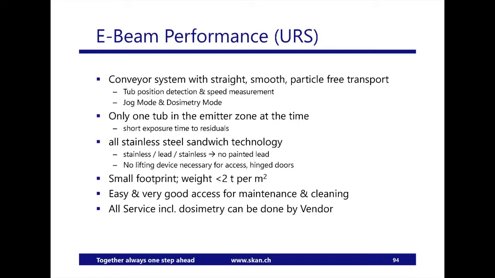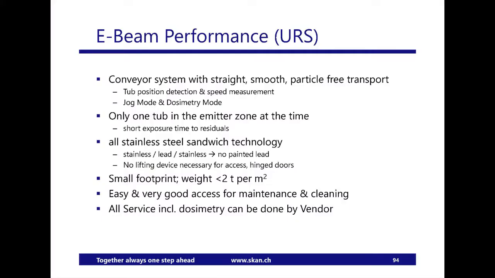Then stainless steel sandwich technology, so you cover all the lead with stainless steel around it, and no lifting devices are necessary to put away the shielding. These doors you have seen weigh about 150, 200 kilograms, so they should be hinged, so that you don't need a forklift truck. A small footprint is good, a weight of less than 2 tons per square meter, because that's industrialized. Easy and good access for maintenance and cleaning, and all services, including dosimetry, should be doable by the vendor.